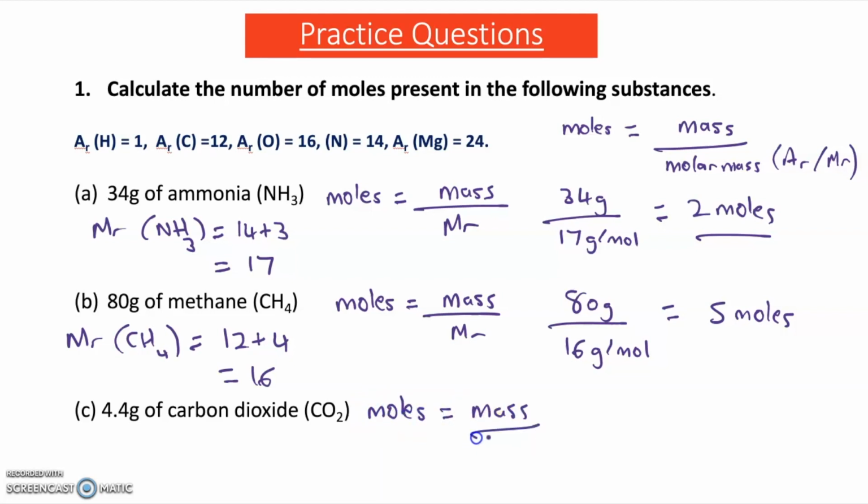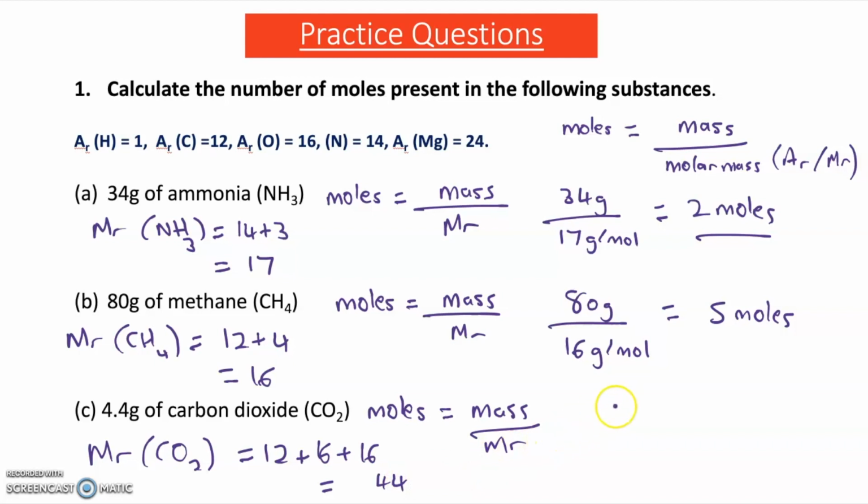And then for part C, we're asked to convert 4.4 grams of carbon dioxide into moles. So moles is equal to the mass over the molar mass. And because carbon dioxide is a molecule, we use the MR value here. So the MR value of carbon dioxide is equal to 12 plus 16 plus 16. So that's equal to 44.